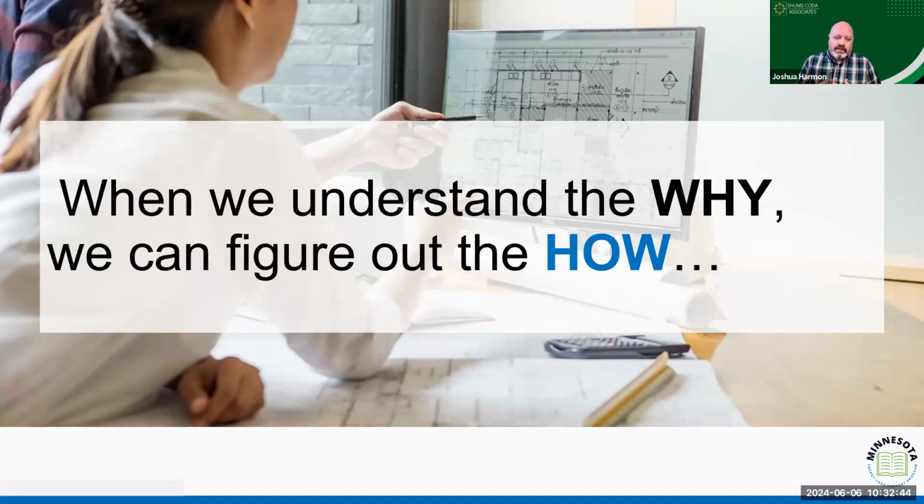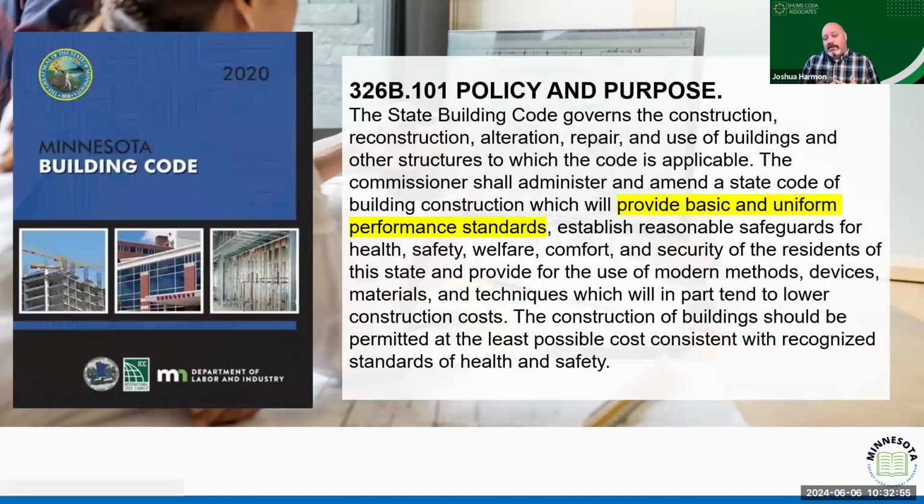So one of the things that I think is fundamental, and I always think is important to reinforce, is this concept that if we understand the why of what we do, then we can figure out the how. And in the context of building codes, why do we have building codes? Well, we know that the building code was adopted and is enforced so that we can provide some basic and uniform performance standards, right? We want to know how buildings are built in our community, and that when we say it's built to a standard, we know what that standard is and that we're consistent.